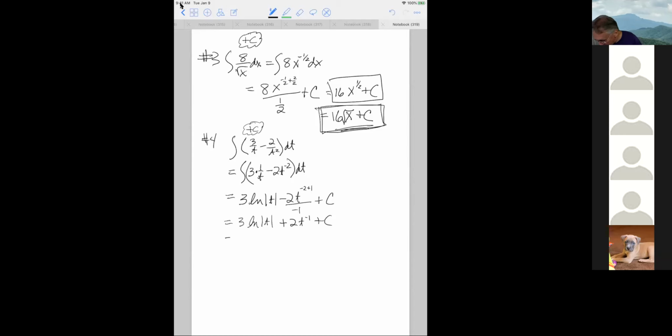All right, so that ends up giving me 3 natural log of absolute value of t plus 2 over t plus c. Answer. Okay, notice the answer. Look back at what was given in the problem. And if you take the derivative of natural log, what do you get? 1 over x, 1 over t. So that gives us 3 times 1 over t if we took the derivative.